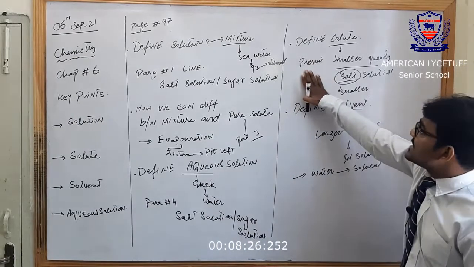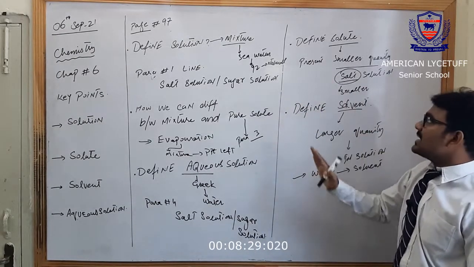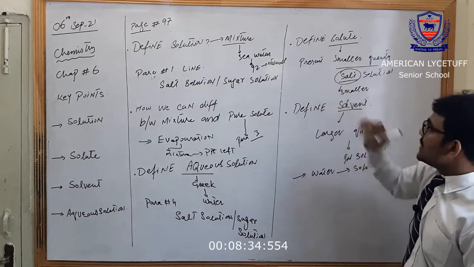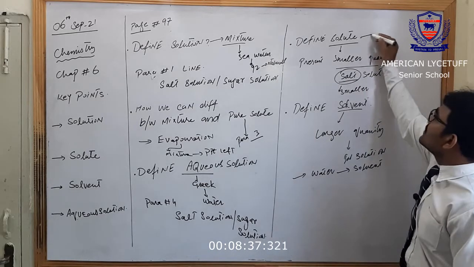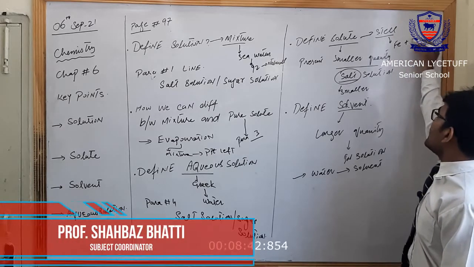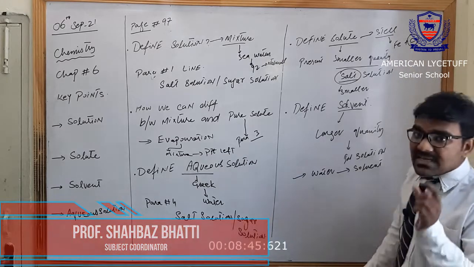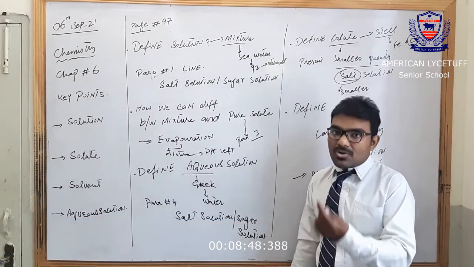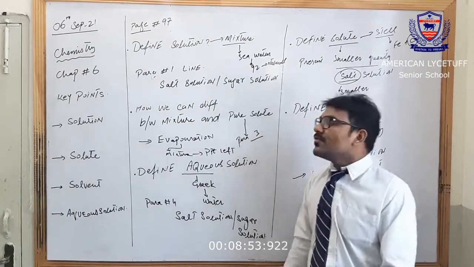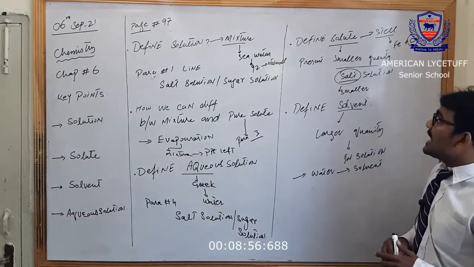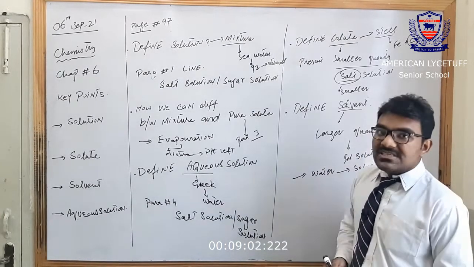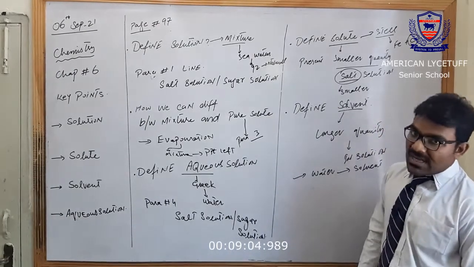Next is define solute: anything which is present in the smaller quantity is known as solute. Take another example like steel. In the example of steel, iron and carbon are mixed together, but carbon is present in the lesser amount. The lesser amount may be in the form of a solid, a liquid, or a gas. Anything which is present in the lesser quantity is known as solute. Last question is again define solvent. Anything which is present in the larger quantity is known as solvent.